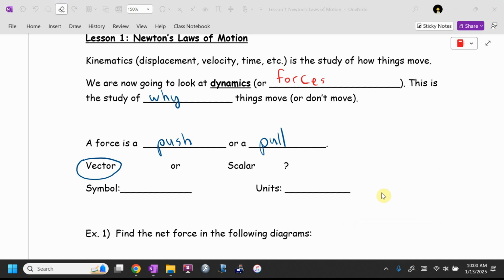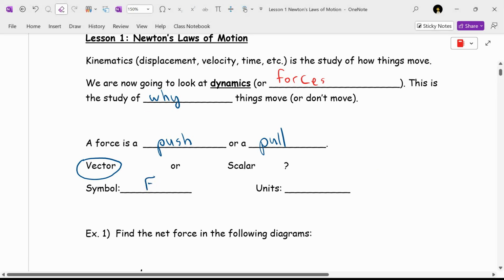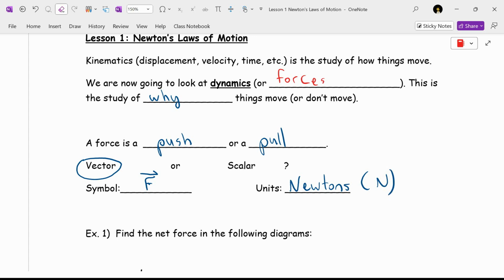What would be a good symbol to use for force? We're going to use a capital F. Forces are one of the key concepts in physics. Technically, since it's a vector, I should put the vector symbol on it. Why not a lowercase f? Lowercase f is taken by frequency, already used. What are the units for force? Force is measured in newtons, symbol capital N. Or in the imperial system, it's measured in pounds.